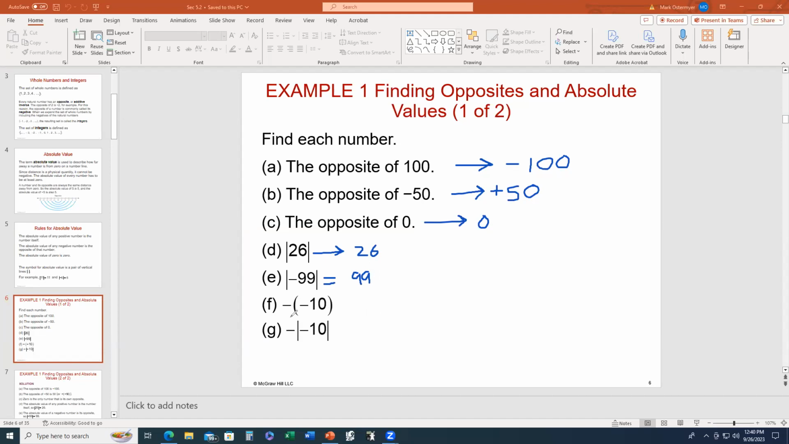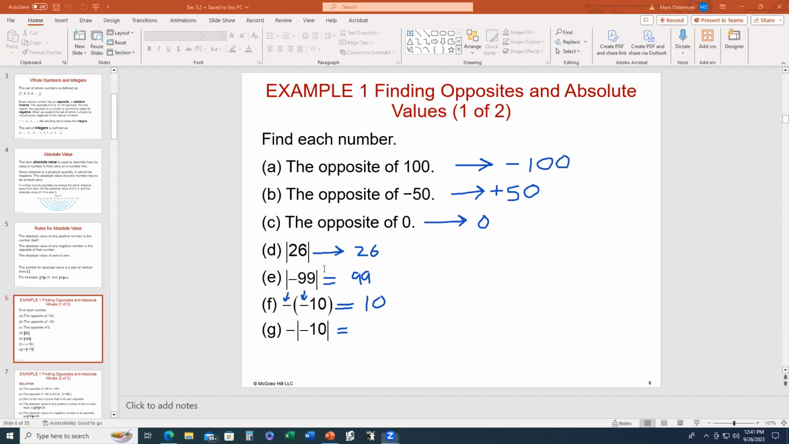Now, how do we read this notation here, F? Well, we would read this as the opposite of a -10. What's the opposite of -10? Positive 10. So that really simplifies down to just positive 10. Now this is different because here in F we had parentheses, but here we have absolute value symbols. So this is to be interpreted as the opposite of the absolute value of -10.